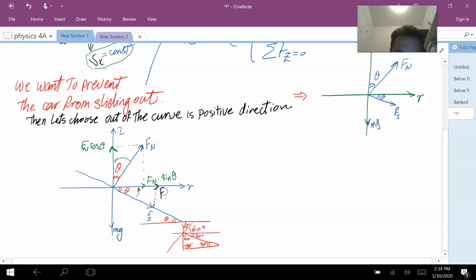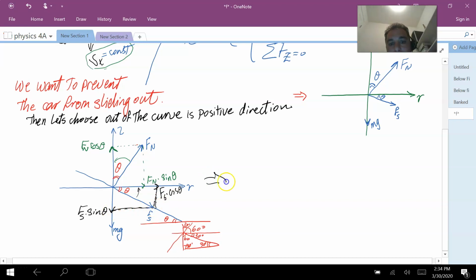Will be Fs cosine theta. Am I right? In the same way, this will be Fs sine theta. Am I right? So remember, these are perpendicular. I know in the picture it didn't show up very good. And these are perpendicular too. Okay.